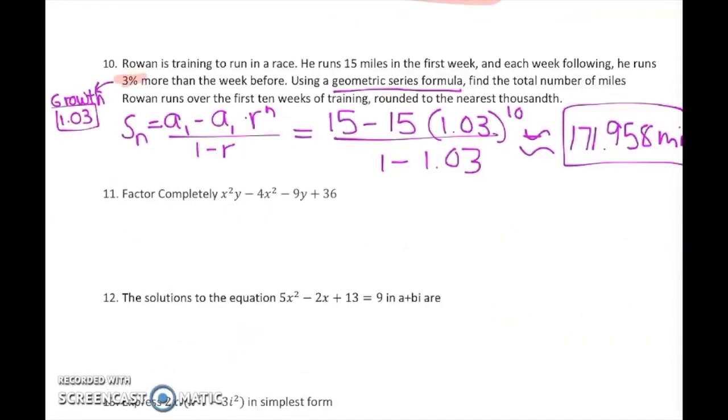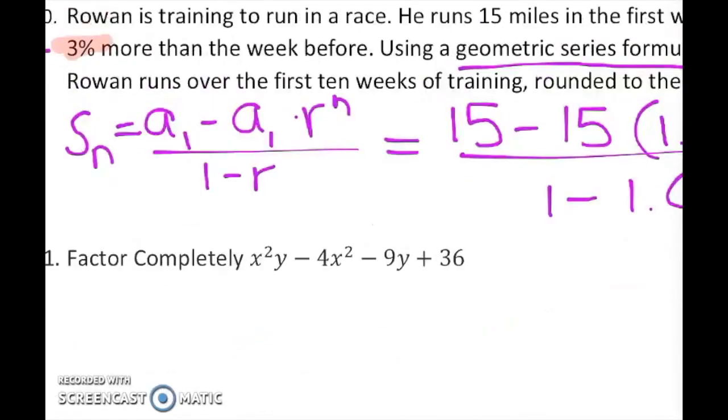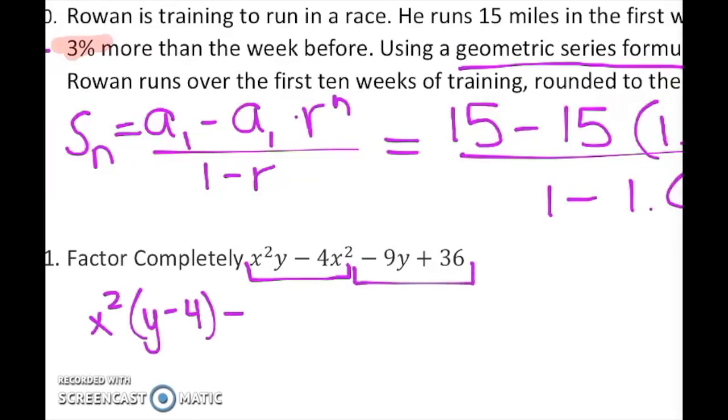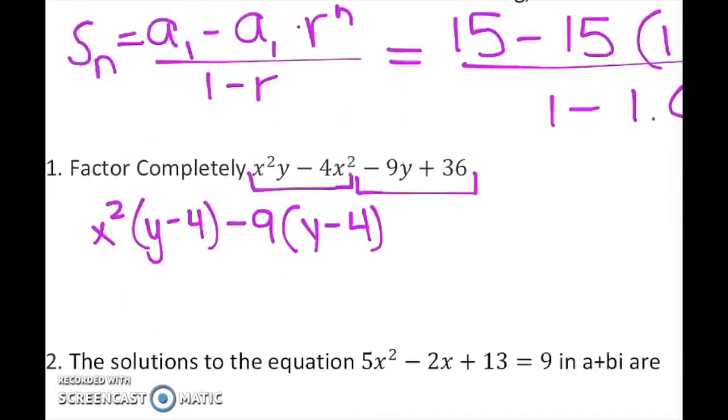All right, next one, factor completely. I see 4 terms, so I'm going to do some grouping. First two, GCF is x squared. Take out a y minus 4. Second two, GCF is a negative 9 because your leading coefficient is negative, and that leaves me with y minus 4. And so this will be x squared minus 9, and then y minus 4.